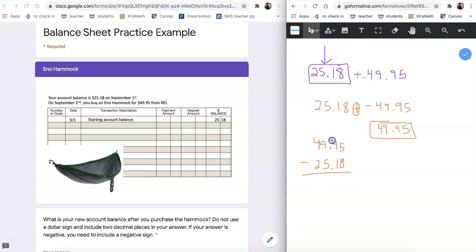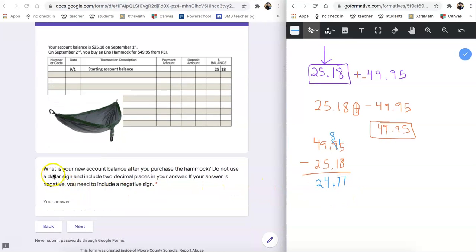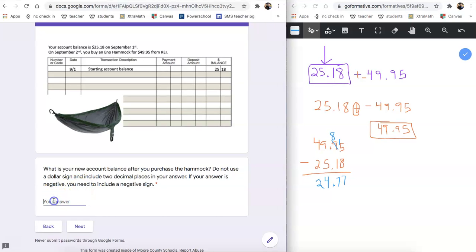5 minus 8, I'm going to need to borrow, so I make this an 8, and I add 10 to the 5, making it 15. 15 minus 8 is 7, 8 minus 1 is 7, I bring down the decimal. 9 minus 5 is 4, and 4 minus 2 is 2. Now let's say that I'm not really paying attention, and I write $24.77, and then I read, what is your new account balance after you purchase the hammock? Okay, $24.77, and then I just type that in.